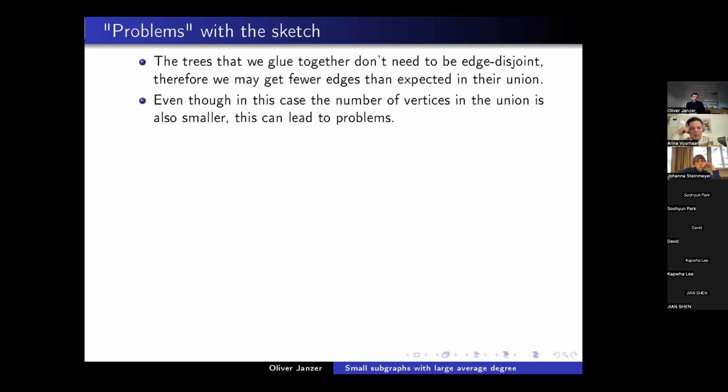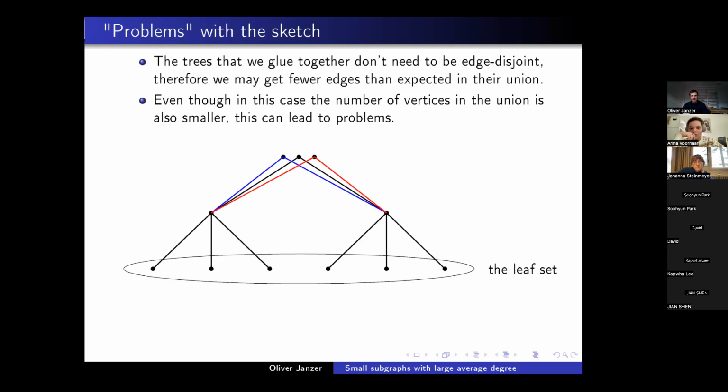You might say that, okay, but then if two trees have the same edge, then also they have the same vertices. So if the number of edges is smaller, then the number of vertices is also smaller. So maybe the average degree is still okay. But let me show you an example which shows that that's not necessarily the case.